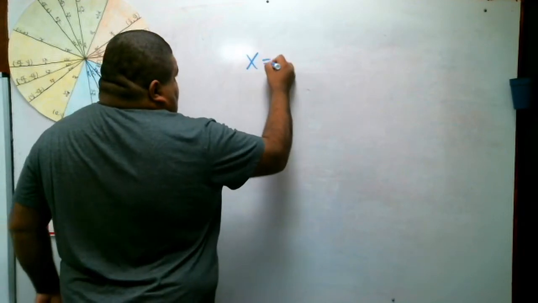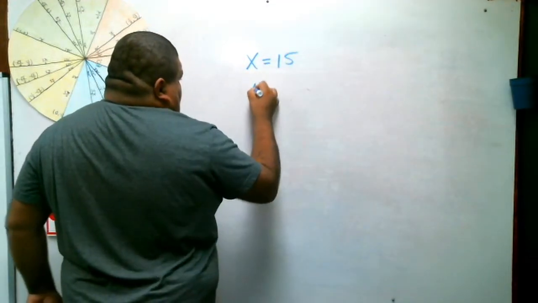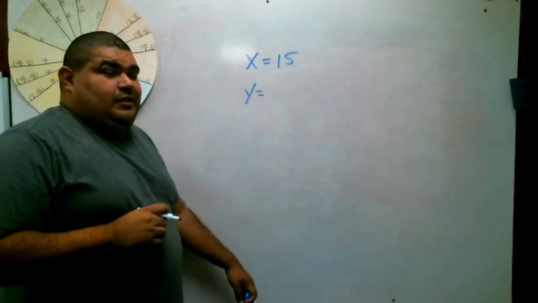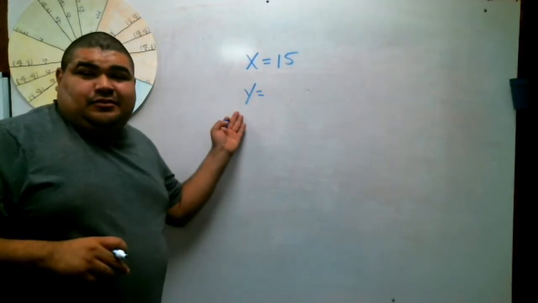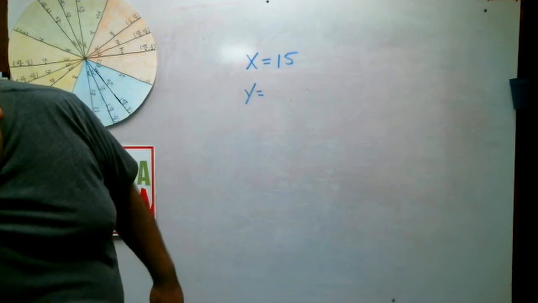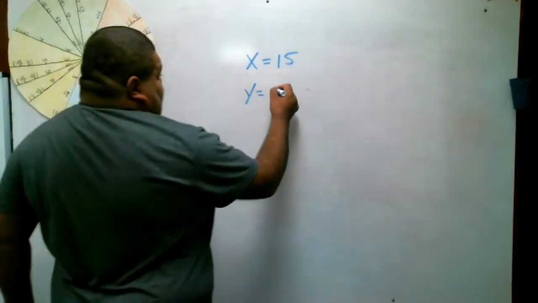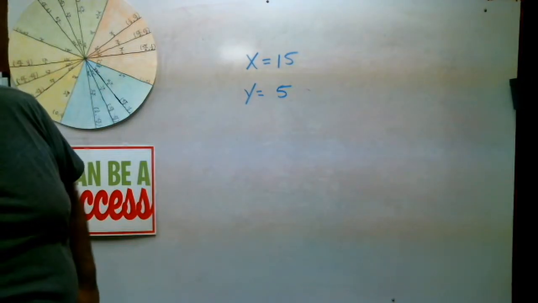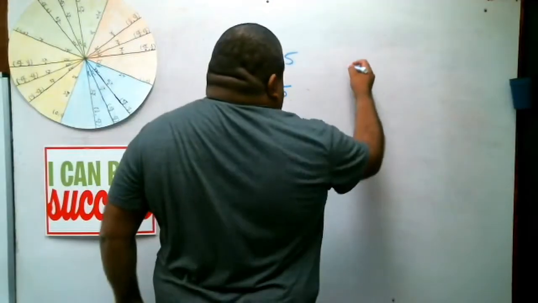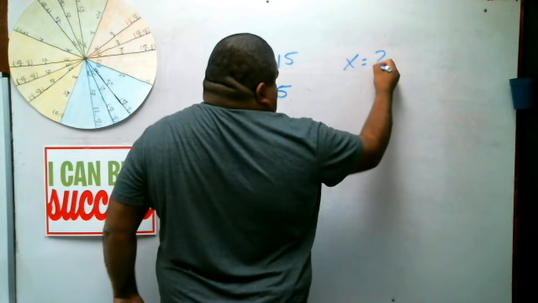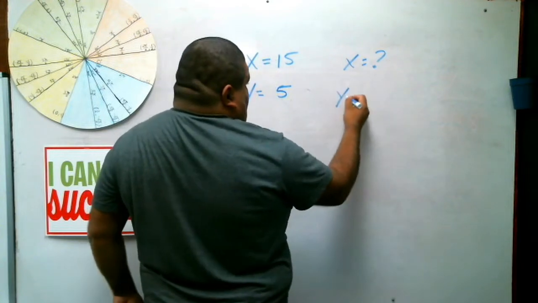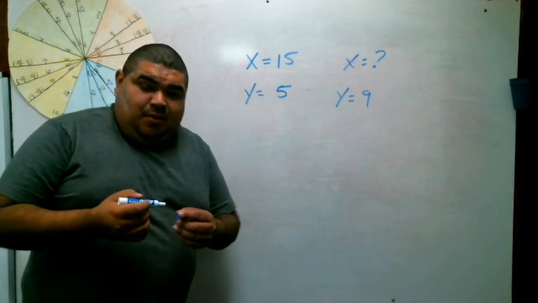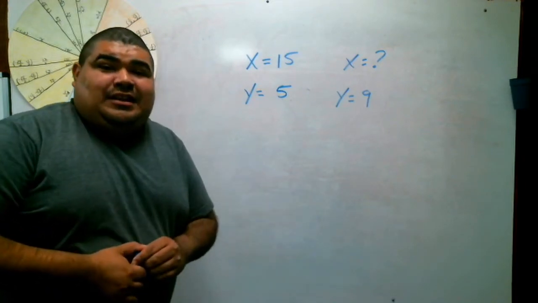x equals 15. Once you throw it into the machine, that converted it into a y equals 5. Okay? Now you don't know what x is. Okay, so let's try and find for when y equals 9. Okay? Remember, you're going to give me both the direct variation and its inverse.